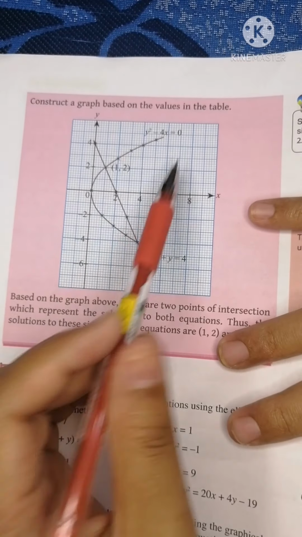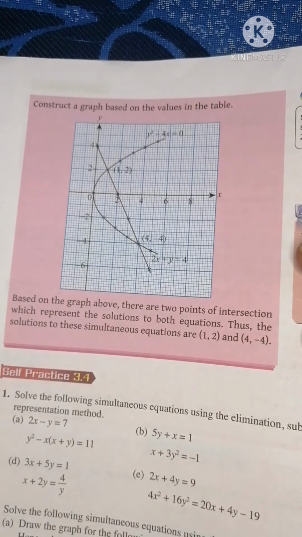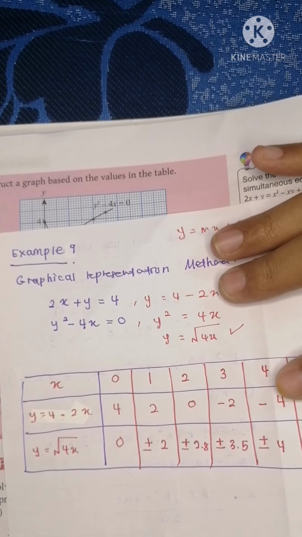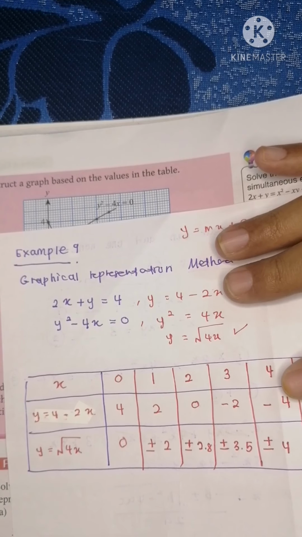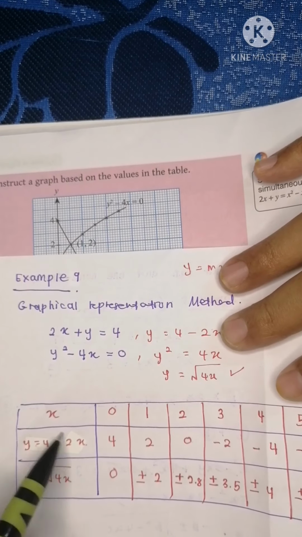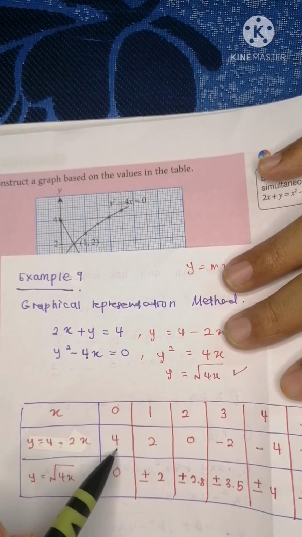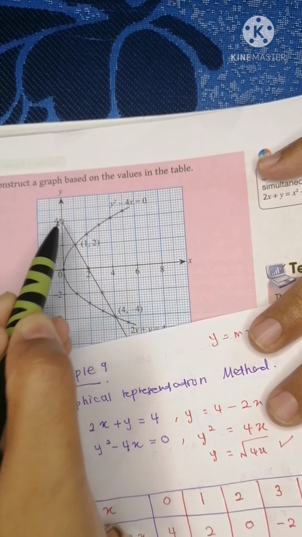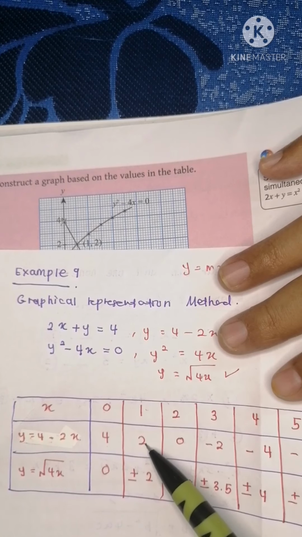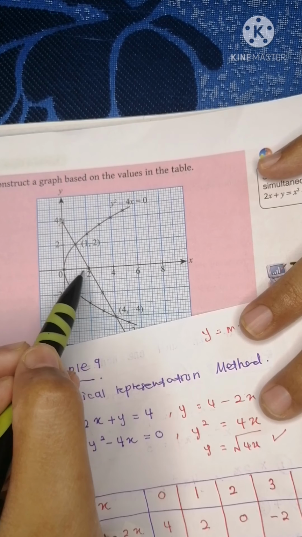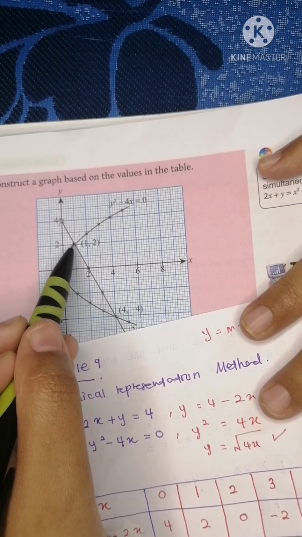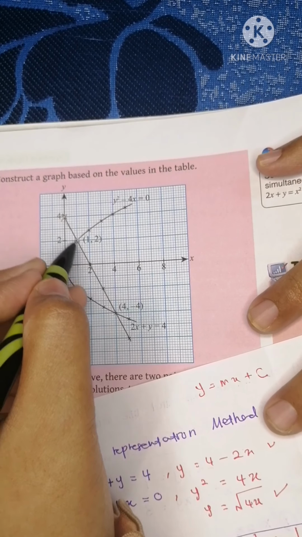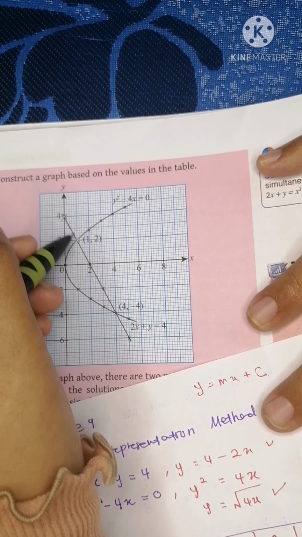As you can see, this is already plotted, so you will plot like this. Equation 1 first. When x is 0, y is equal to 4. And then when x is 1, y is equal to 2. So we plot here, until x is equal to 5, and we will get a straight line. So you need to draw a straight line here.